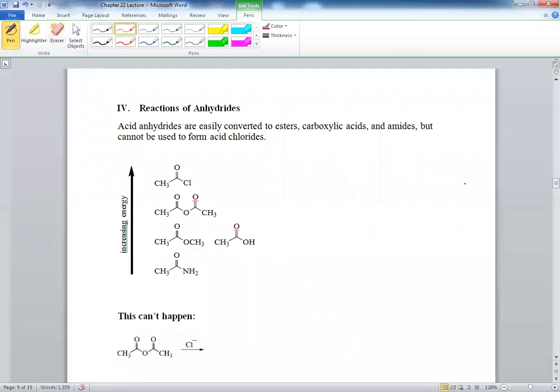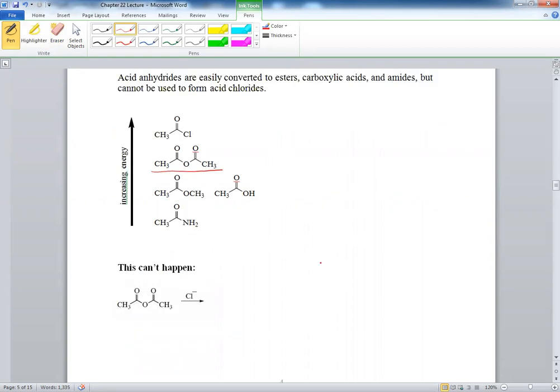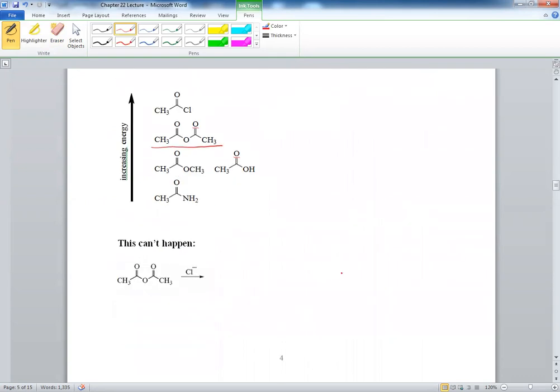Reactions of anhydrides. So acid anhydrides are the ones in the middle, right here. They're not as reactive as the acid chlorides, but they are more reactive than the esters, the carboxylic acids, and the amides. So let's look at what reactions can happen and can't happen.